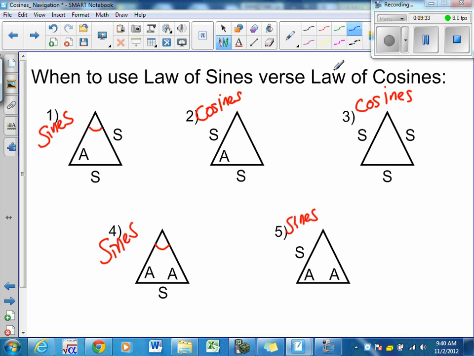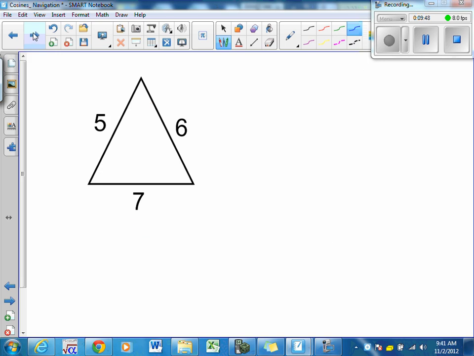So the only time we use law of cosines is when we do not have an angle on an opposite side. Side, angle, side, all on the same side. We don't know anything over here. Or you know the three sides. That's when you use law of cosines.